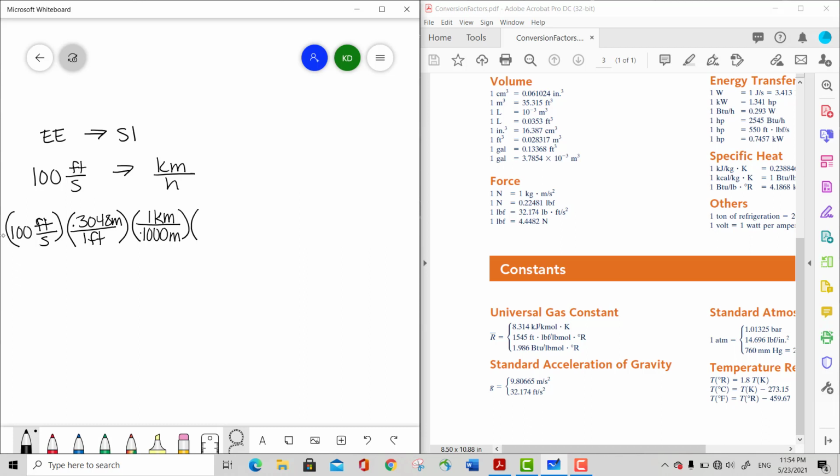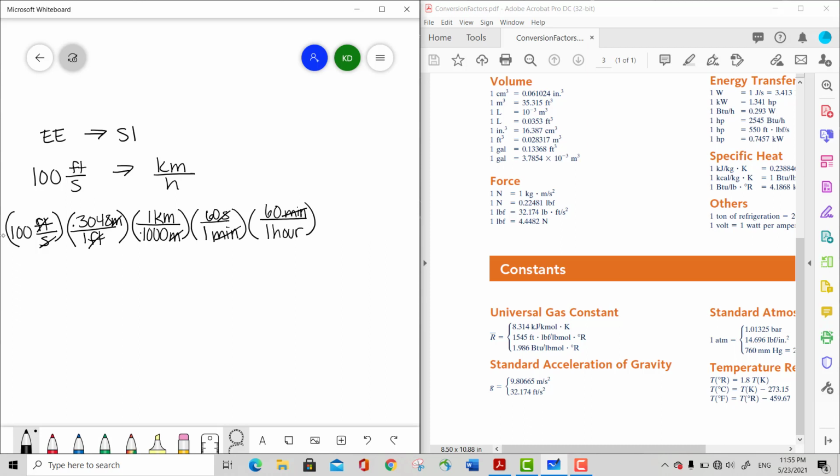Okay, so we've got that portion, and now we need to get from seconds to hours. I'll do it the long way, but you're more than welcome to just go straight from seconds to hours. I'm going to go with minutes. So 1 minute is equal to 60 seconds, and then 1 hour is equal to 60 minutes. And so now you can start canceling out. Minutes, meters, meters, seconds, seconds, feet, feet. And all we're left with, you see our units are only kilometers per hour.